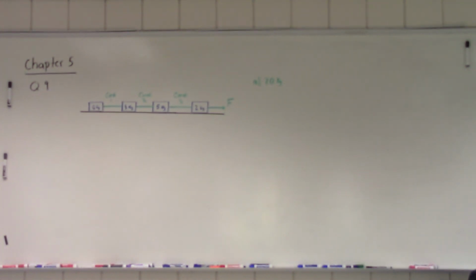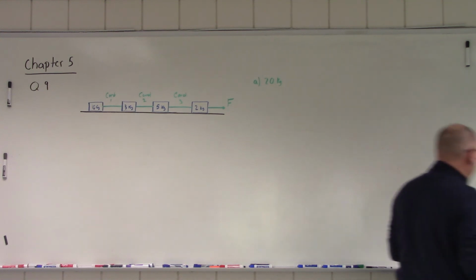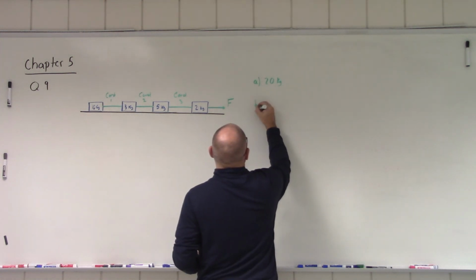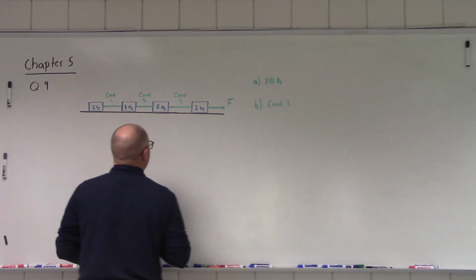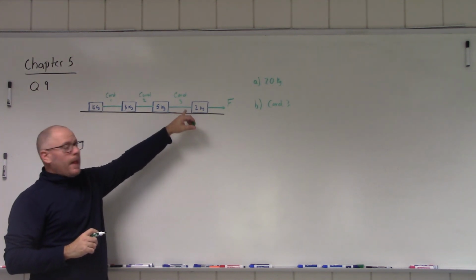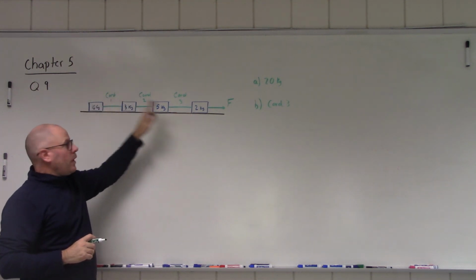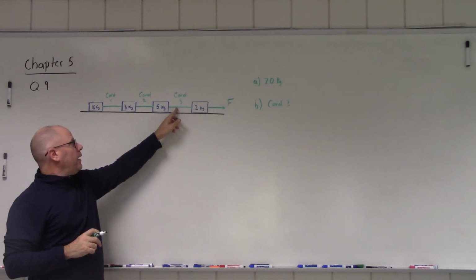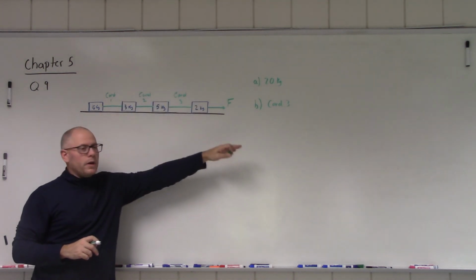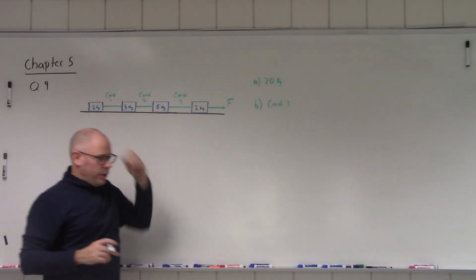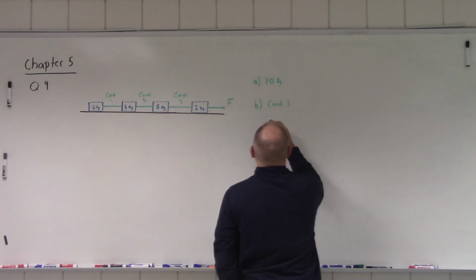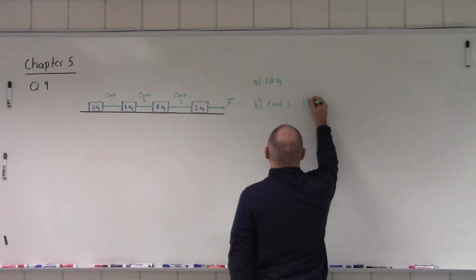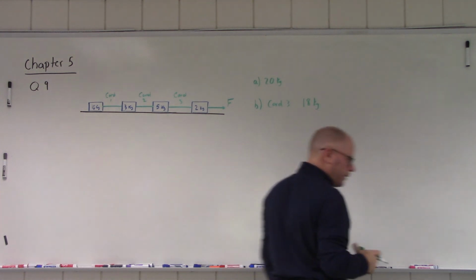B says, what total mass is accelerated to the right by cord 3? Okay. All right, so basically we're talking about cord 3. Well, let's look at cord 3. Here's cord 3 right here. It's pulling on these three here. Now, cord 3 is doing two things. It's pulling these guys forward, but it's also pulling this guy backward. But the question is, what total mass is being accelerated to the right? So cord 3 is accelerating 18 kilograms to the right.